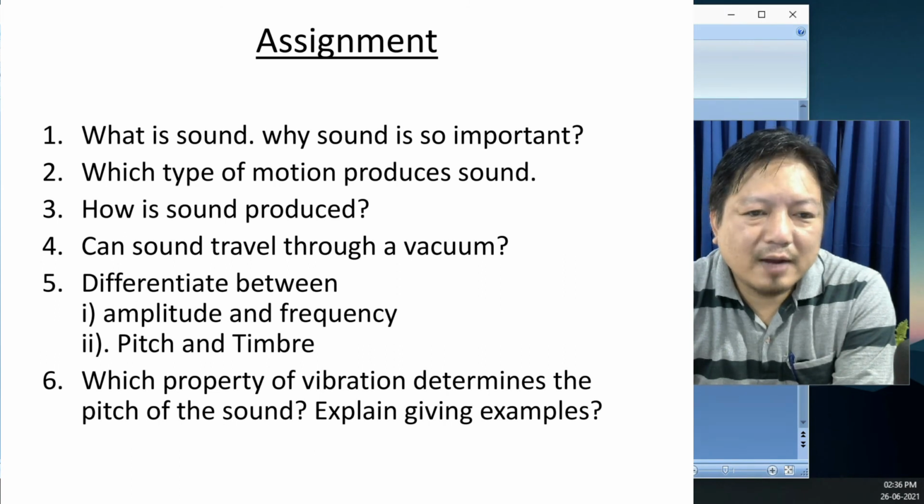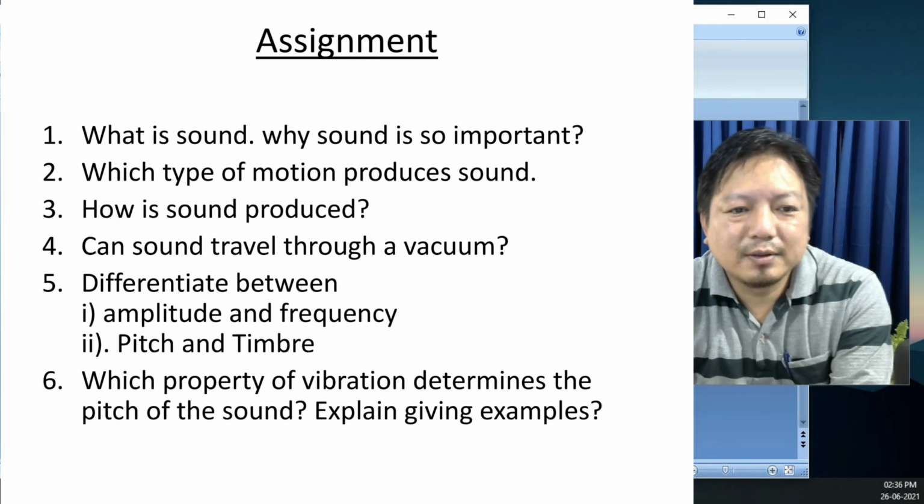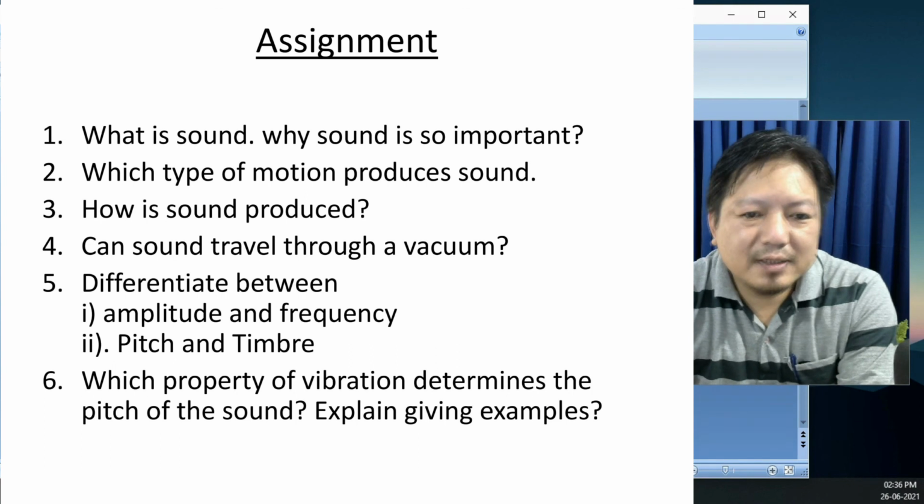Question number 5, differentiate between: Roman number 1, amplitude and frequency. And Roman number 2, pitch and timbre, or we can say quality. And question number 6, which property of vibration determines the pitch of the sound? Explain, giving an example.